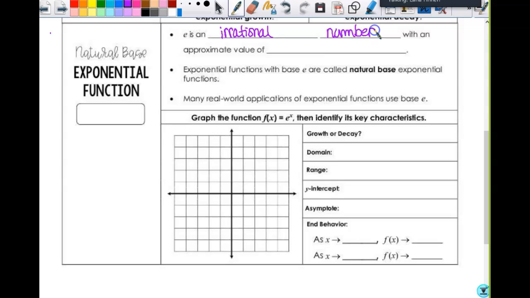Remember, irrational number means that I cannot express it in the form of a fraction. And e is much like pi. You see I have my pumpkin pie shirt on for Halloween. So pi is an irrational number also. E is an irrational number, comes from a different place, does different things.